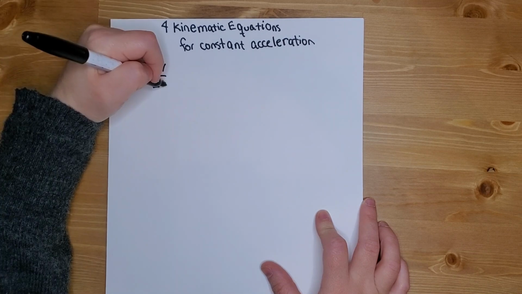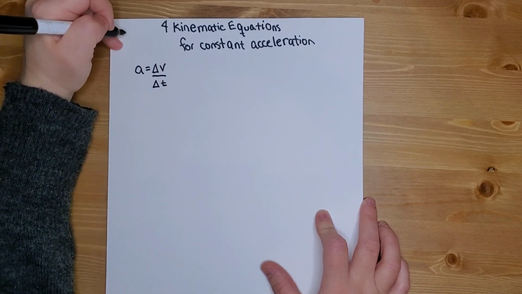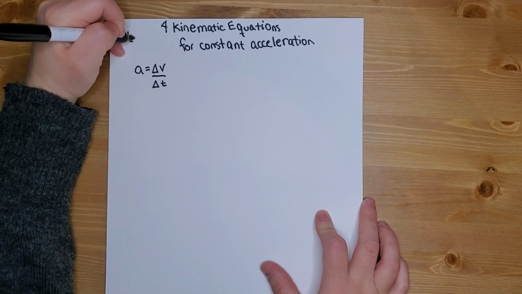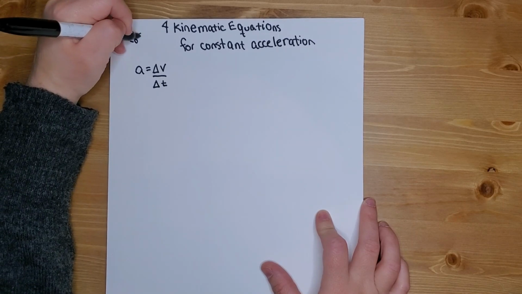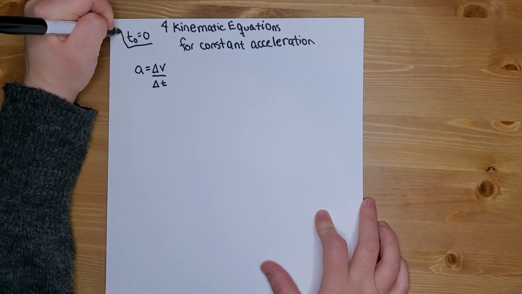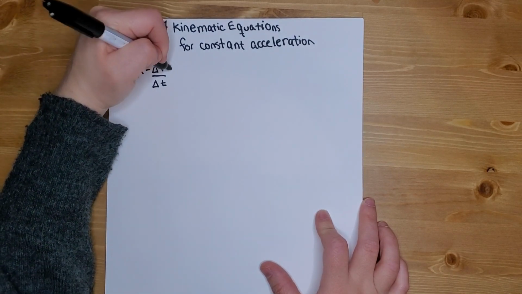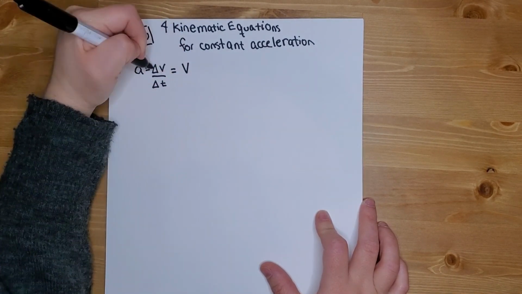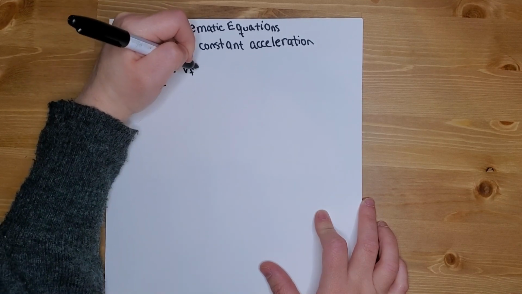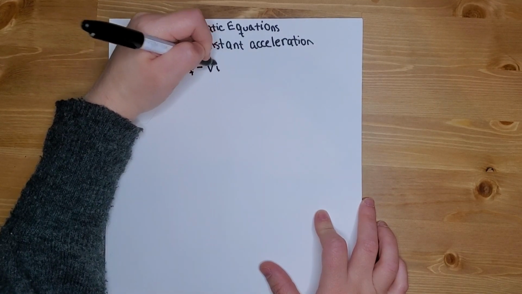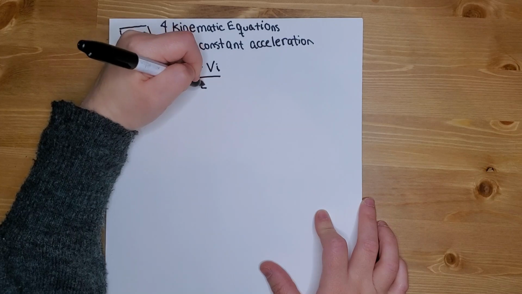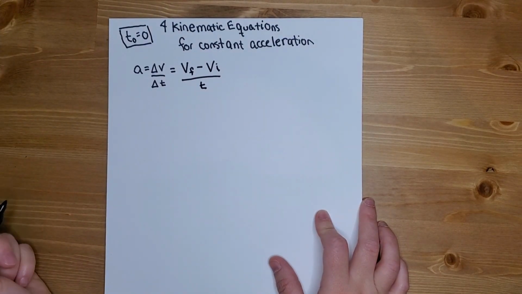change in time. For all of these questions, we're going to assume that our t initial, or initial time, is equal to 0, because we're just going to start at 0. That's going to make all of our equations much easier. Here the change in velocity is just my v final minus my v initial over just my t, because my t0 equals 0.